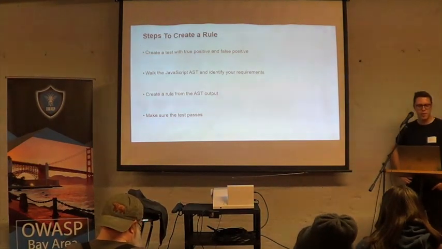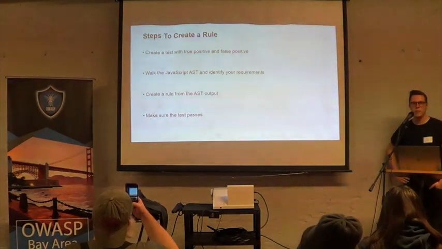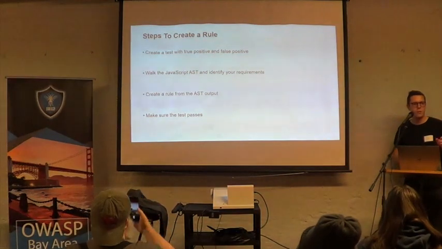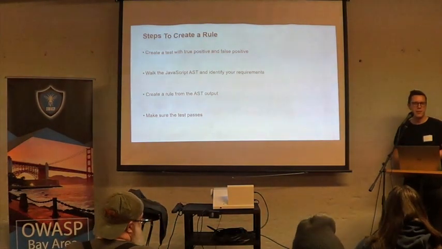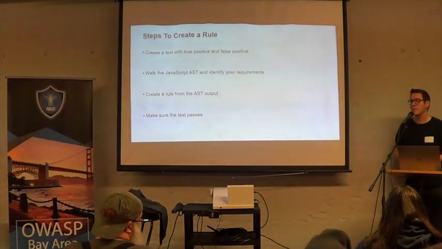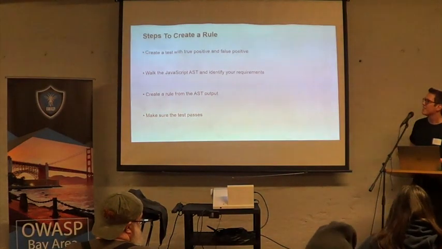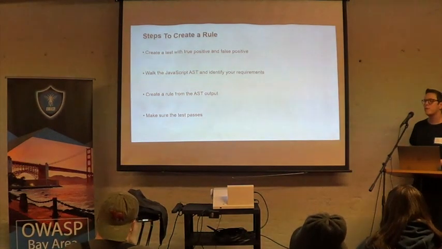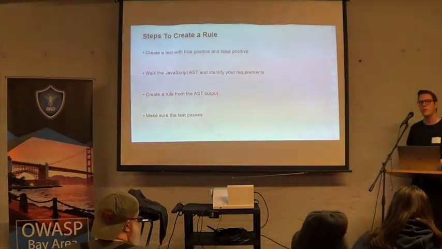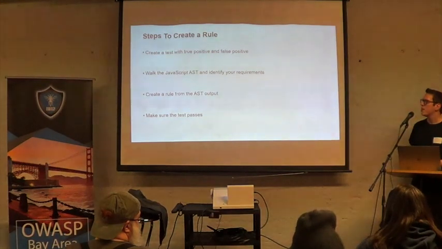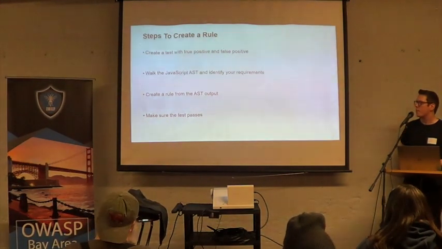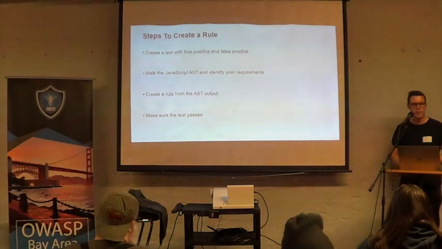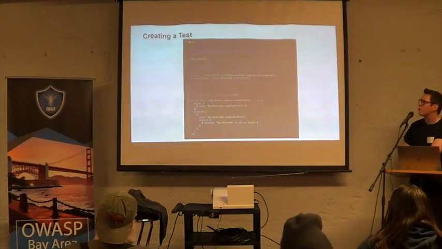You would basically create a test that has a positive and false positive. Anyone who's writing unit tests knows this. I didn't start writing unit tests until a few years ago. And then you would walk the abstract syntax tree and identify your requirements, the things that you're looking for in the tree itself. Then you would create a rule from that output, and make sure the test passes.